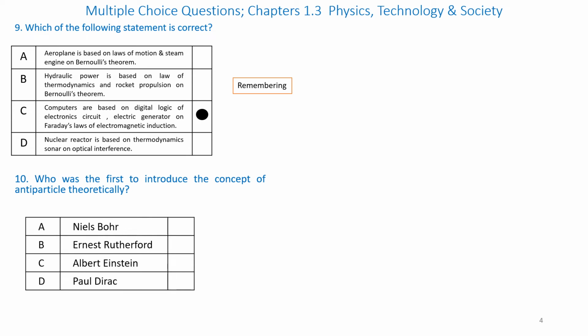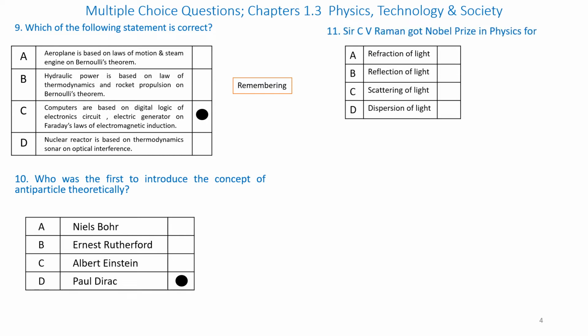Question number 10. Who was the first to introduce the concept of antiparticle theoretically? Choices are A. Niels Bohr, B. Ernest Rutherford, part C is Albert Einstein, and part D is Paul Dirac. The correct answer is D. You have to remember that.